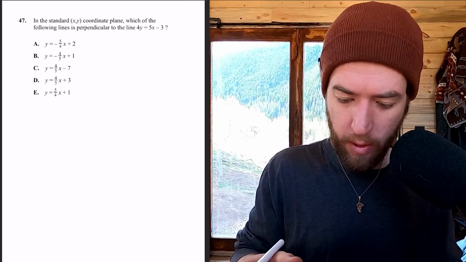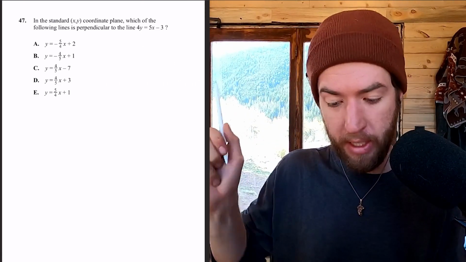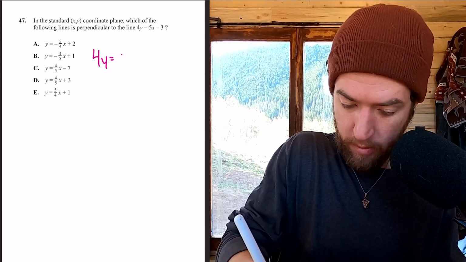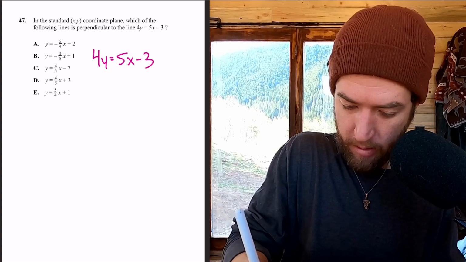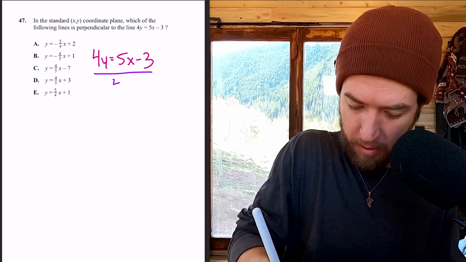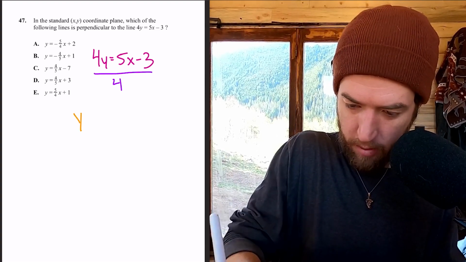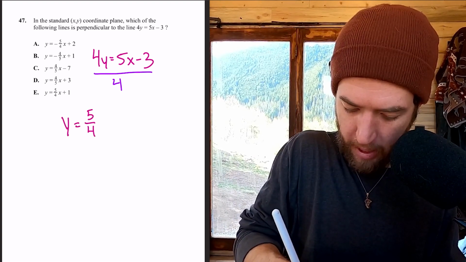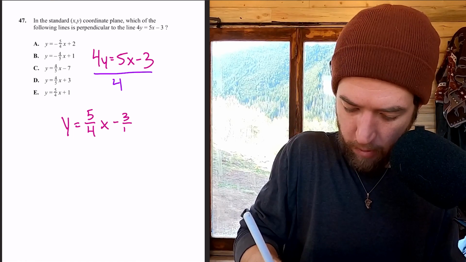In the standard xy coordinate plane, which of the following lines is perpendicular to this line? Okay. So 4y equals 5x minus 3. Divide by 4 on both sides. Let's go back to our original color. Y equals 5/4 x minus 3/4.